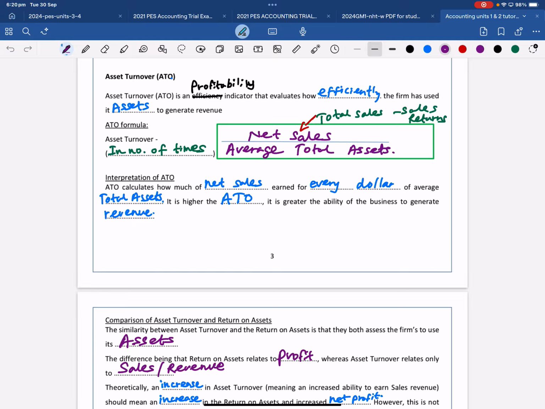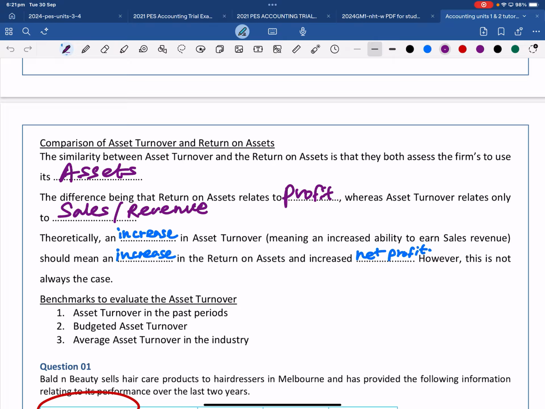Okay, guys. Then the other one, comparison between asset turnover and the return on assets. So comparison, guys. What do you mean by comparison? Compare: similarities and differences, both, or just similarities? Both. Yes, compare means both of them. Contrast means just difference.